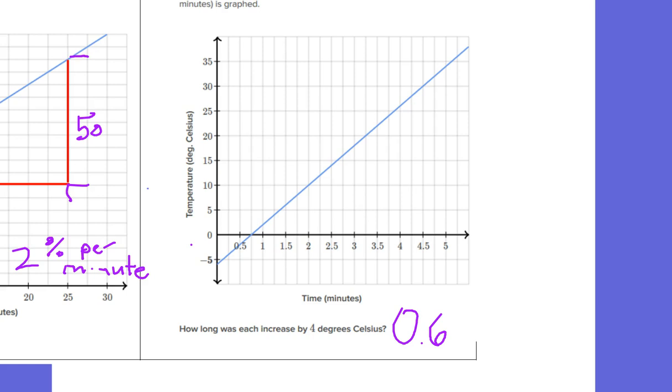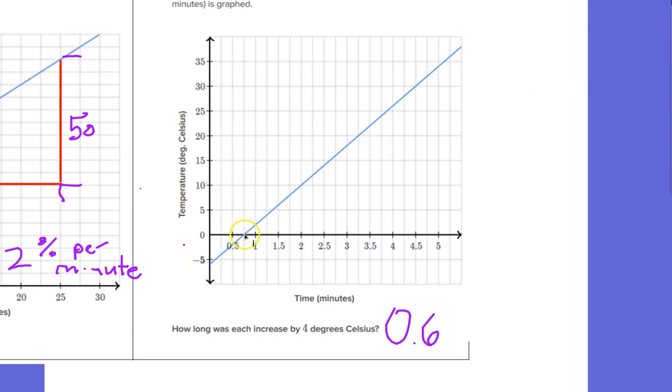I'm going to draw a rise run triangle. This is a good dot right here. It's going to go up to about right there, and then it's going to go over to the next good dot, which is right around there. So that's 10 degrees.